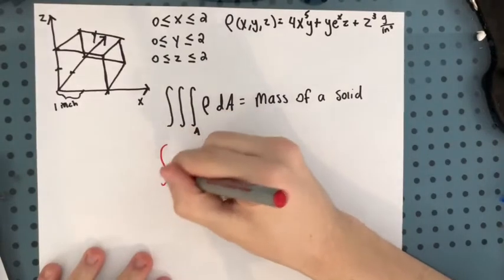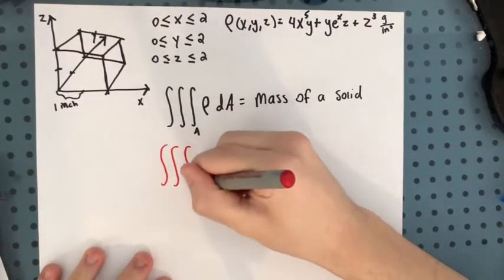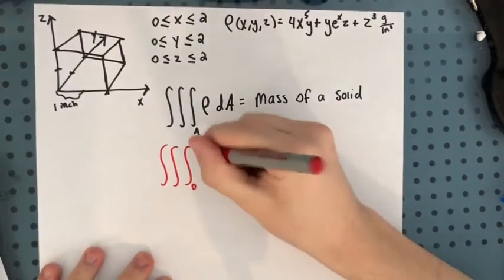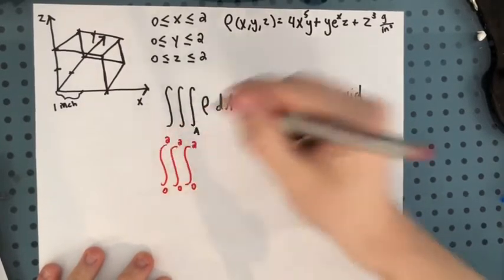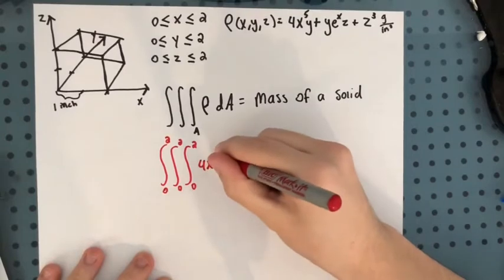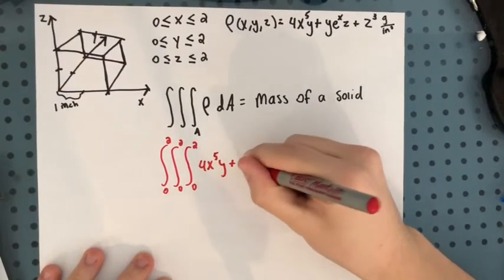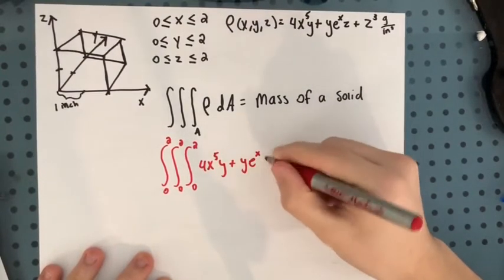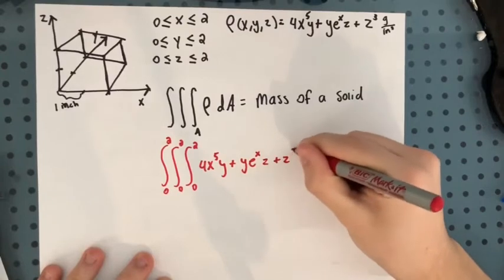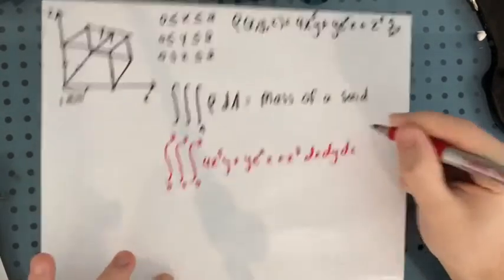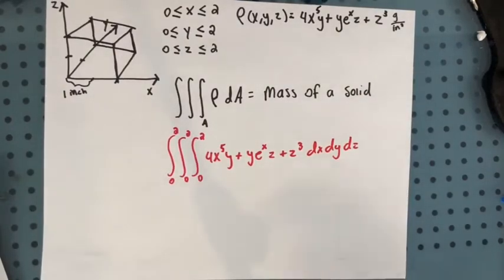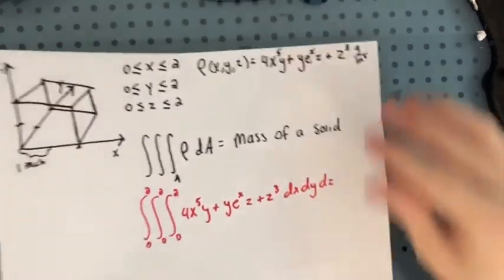Okay, so let's set up that function right now while we have it out. So we take the triple integral. Now since all these are going from 0 to 2, we can just write those in right now. Okay, now we do that. So 4x to the 5th y plus y e to the x z plus z cubed dx dy dz. Okay, now all we have to do is solve this and we should have the mass of our solid.